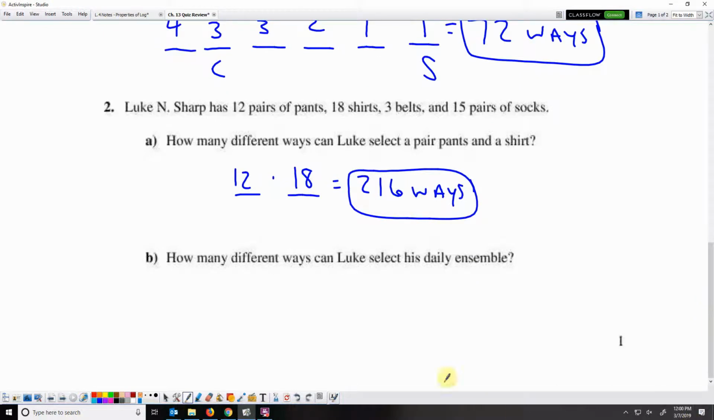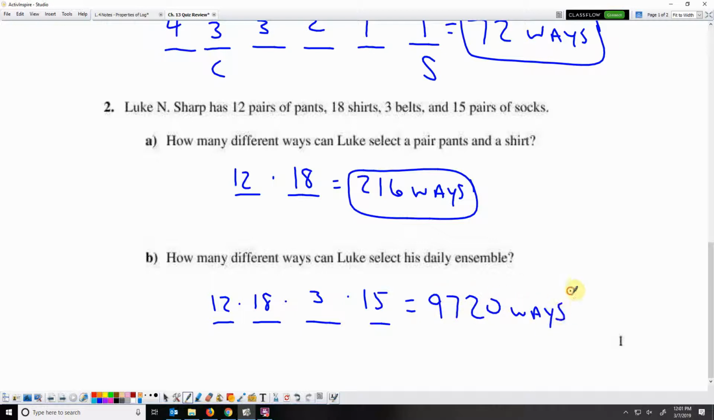How many different ways can Luke select his daily ensemble? So he's got pants, shirts, belts, and socks, 12 pairs of pants, 18 shirts, 3 belts, and 15 pairs of socks, choosing 1 from each category. Multiply and find that there are 9,720 different ways to make this selection.